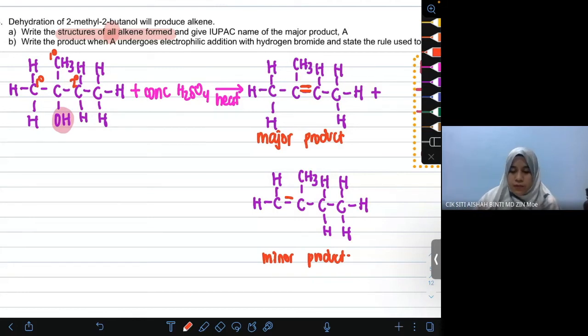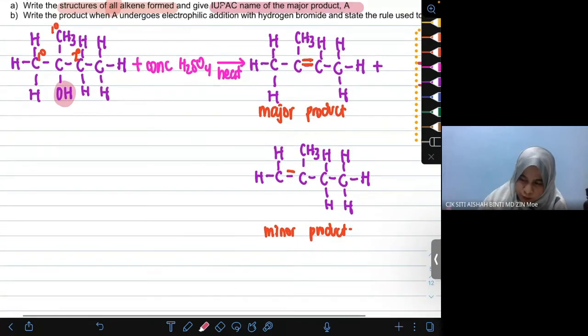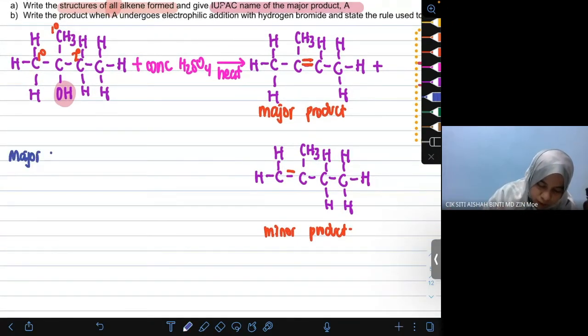Okay, jangan lupa last one, we have to give the IUPAC name. So dekat sini, we have to give the IUPAC name for the major product. What is the name for the major product itself? Okay, kita tengok. We have 1, 2, 3, 4. 4 carbons. The longest chain is 4. So maknanya the parent name will be butene.